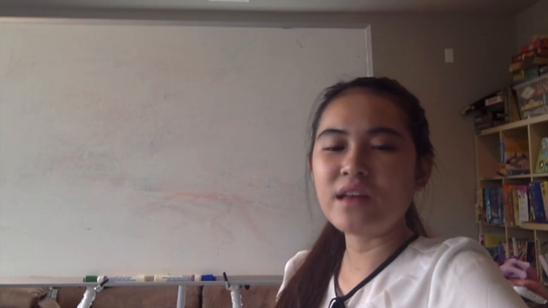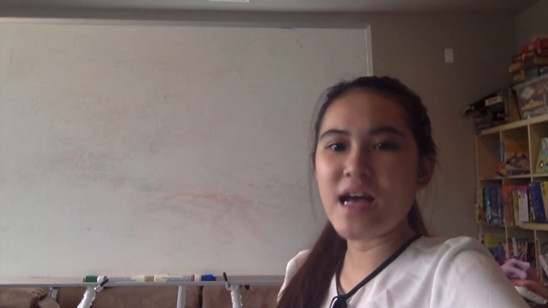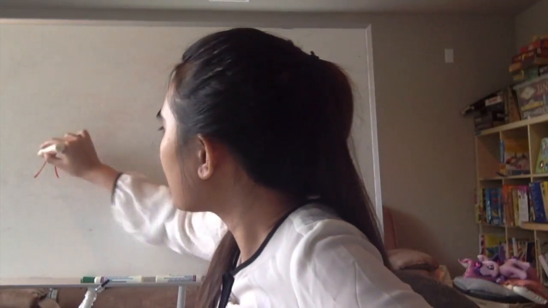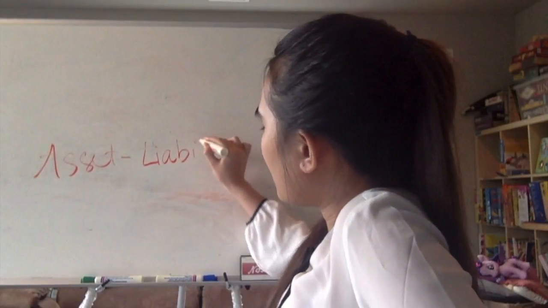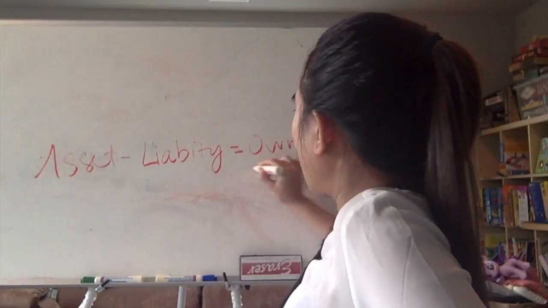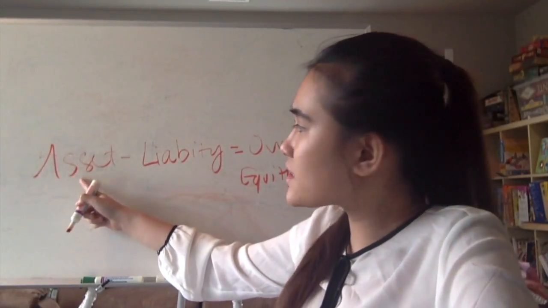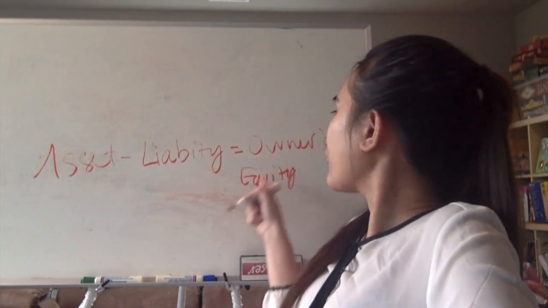Each account that is used to record or summarize transactions can be classified as assets, liability, or owner's equity. To find out the value of the company, you take assets minus liability equals owner's equity. So assets is what the company has, and liability is what the company owes, and owner's equity is the company value.